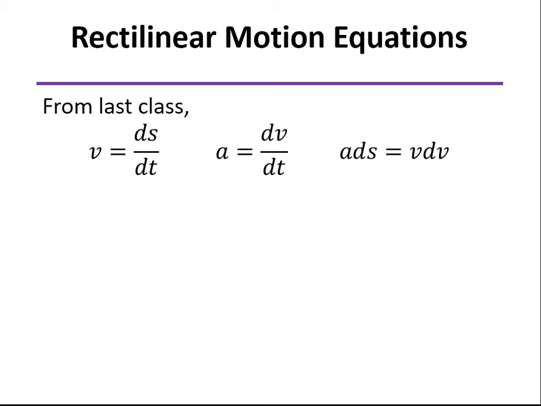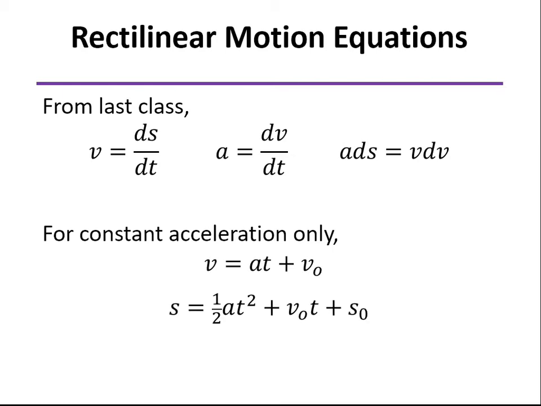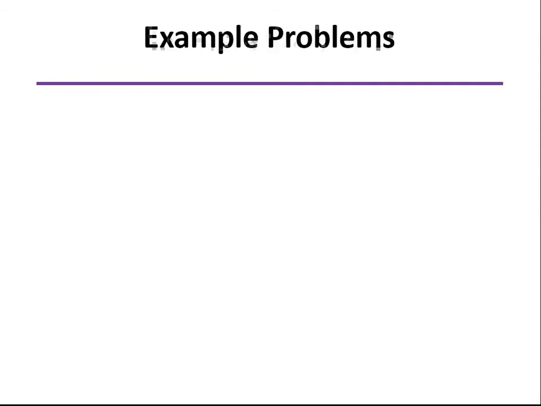By solving both of those for dt and equating them, we have the equation a ds equals v dv, which we're going to use a little bit later on. We also have a special case when the acceleration is a constant. Then doing these integrations is very easy, and we come up with closed form equations for velocity and position, as well as this one, the v squared equation that does not use time and just relates velocity to position for a constant acceleration.